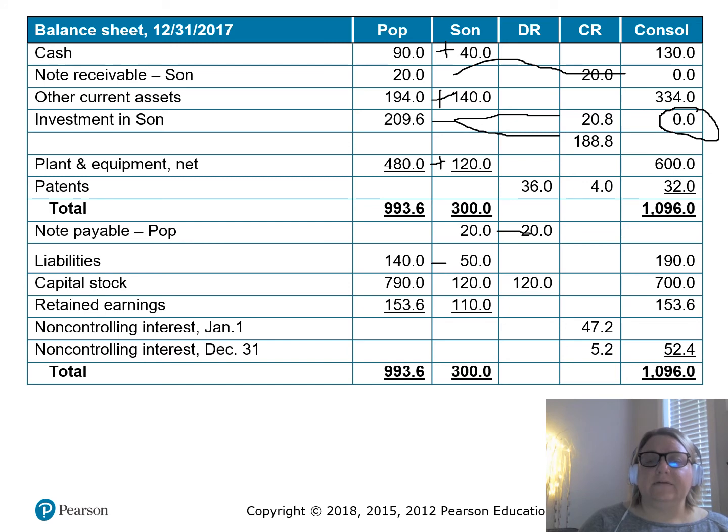Liabilities added together. Capital stock, we're most concerned with now. In an emergency situation, you're like, maybe this will wash out. It will not. We take this off, but we still have to show the capital stock from the top. Retained earnings, this is a wash, and then the non-controlling interest, right?